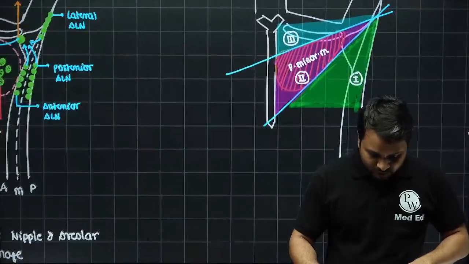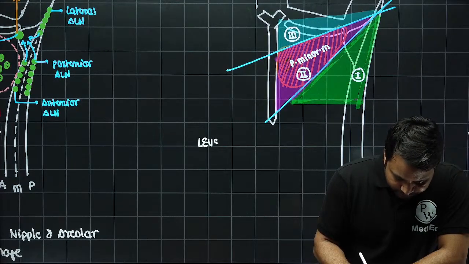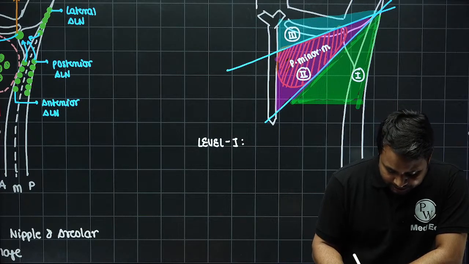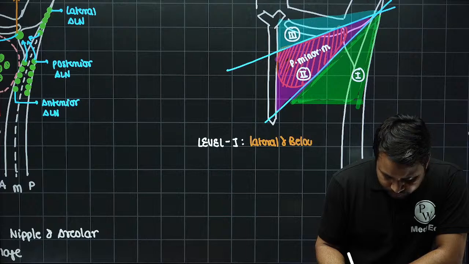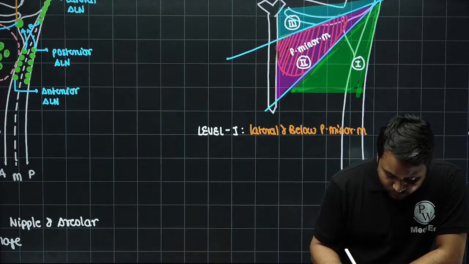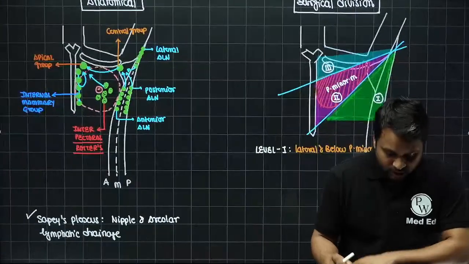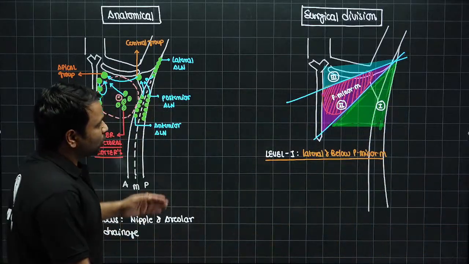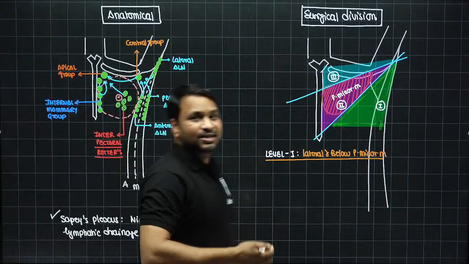So what are these levels? We have the level 1 group of lymphatics. When I say level 1, any lymph nodes which are present lateral and below the pectoralis minor muscle will be level 1. So you have both the anatomical and the surgical division. You're talking about lateral and below. What are lateral and below? All the axillary groups of lymph nodes, right?